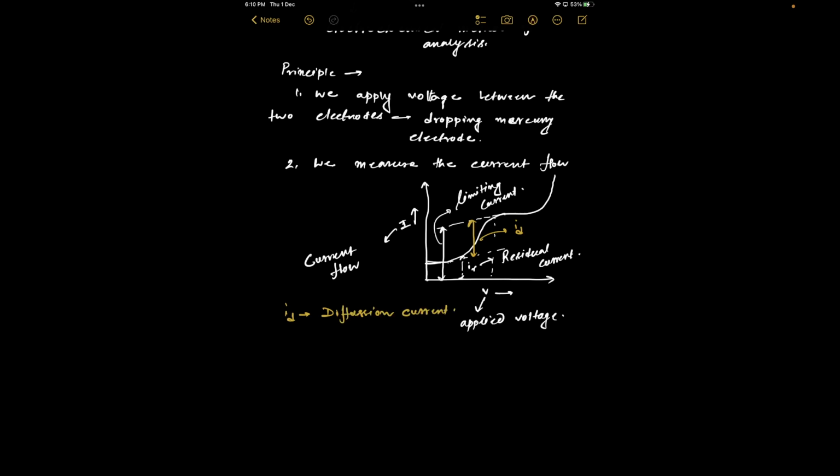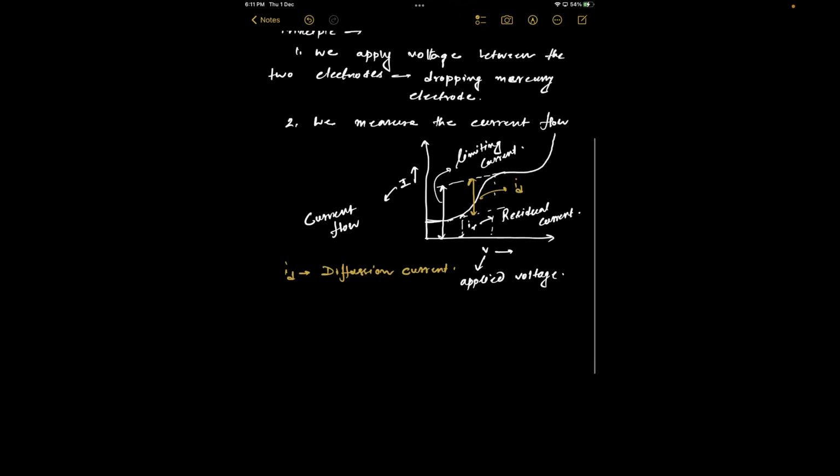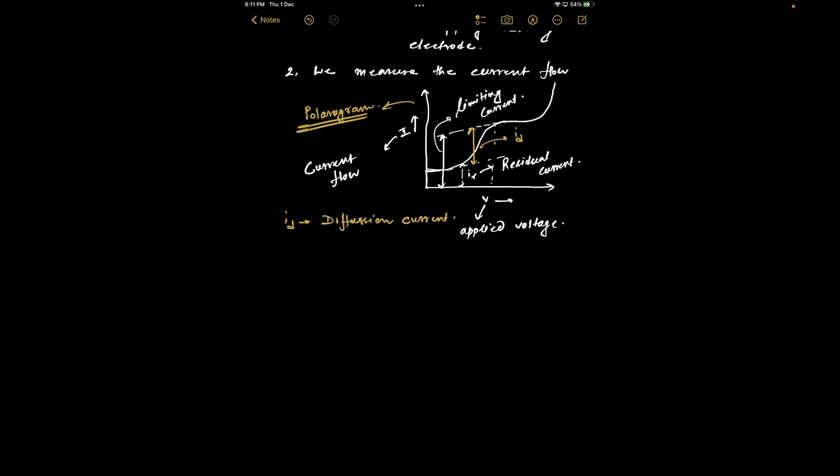So by measuring the diffusion current, we can measure the concentration of the given substance. Okay, so this method is actually used to measure the concentration of an unknown substance. So this graph is known as the polarogram, and the main equation here is we call it the Ilkovic equation.